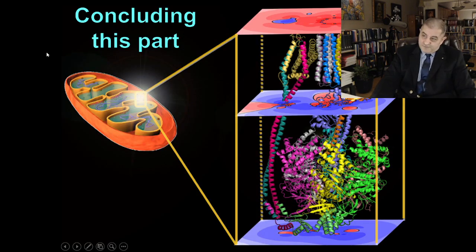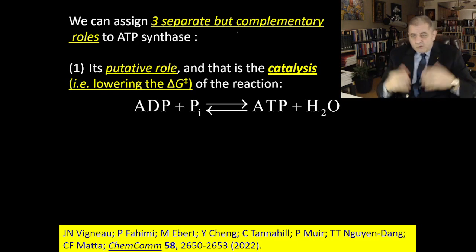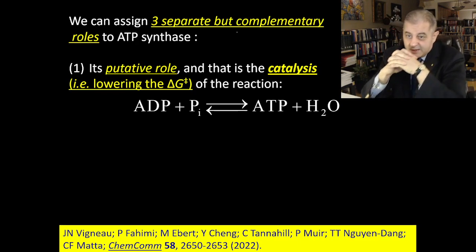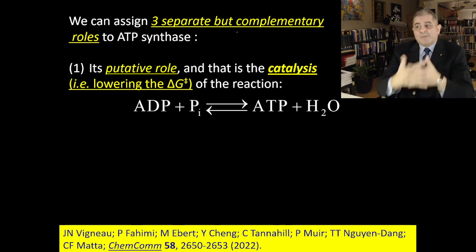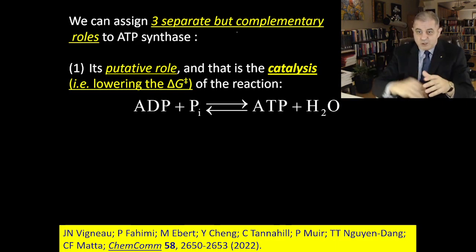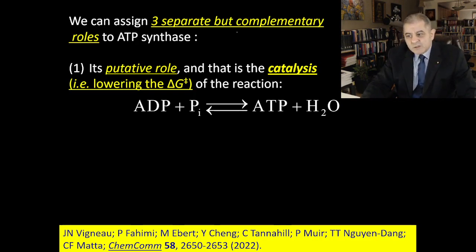So that seems to indicate a generality of what we have found. So the conclusion of this part is that we can assign 3 separate but complementary roles to ATP synthase. The first role is the well-known textbook putative role, whereby it is a biological catalyst, and hence reducing the delta G double dagger of the reaction of phosphorylation of ADP into ATP and water. The 2 others are new and are described in this paper that we have just published.